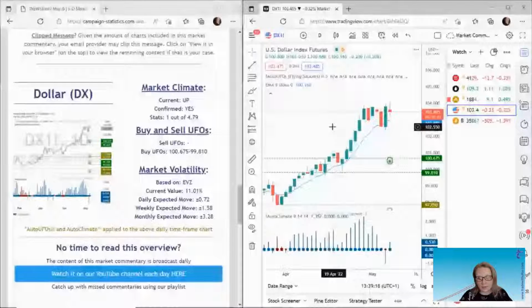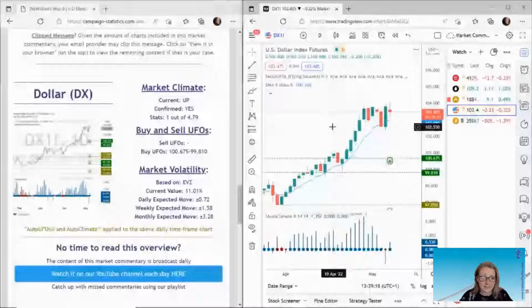It paused a little bit yesterday, so we had a thin dot yesterday, but it seems to be starting its move to the upside again. We have buyers down here at 100.675 to 99.81 and no sellers above us. So overall, probability up for the US dollar.